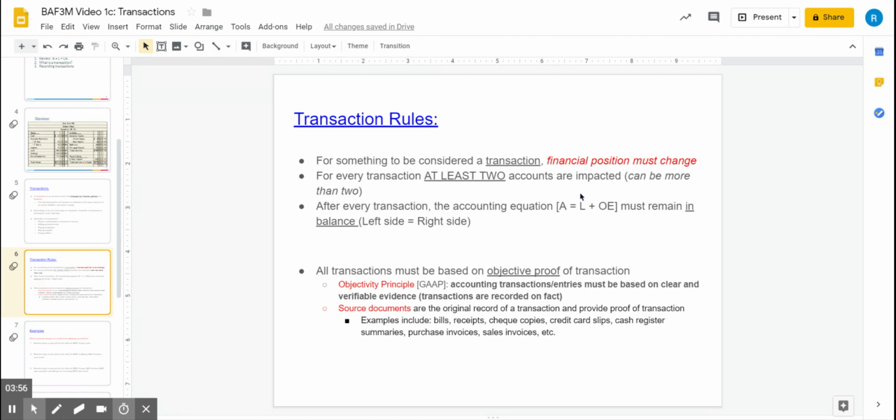The financial position of a business has to change. If I tell you that the owner of a business themselves went and got a haircut, chances are that's not a business transaction. It's personal. Second thing, for every transaction, at least two accounts must be impacted.